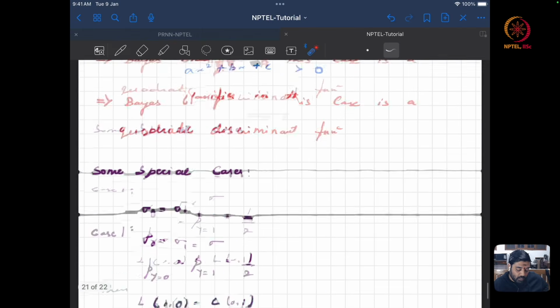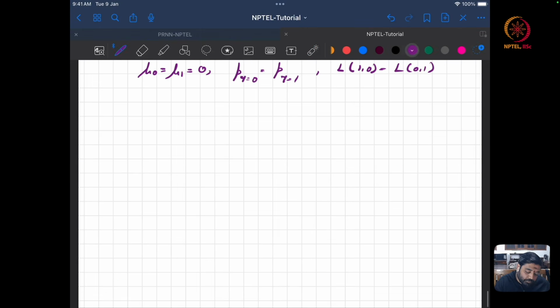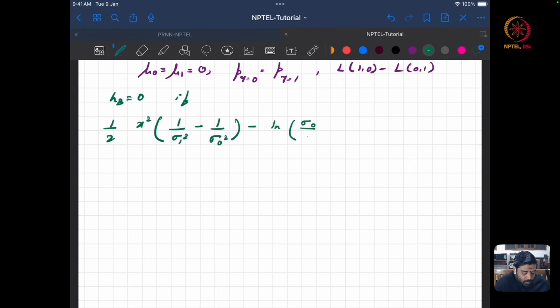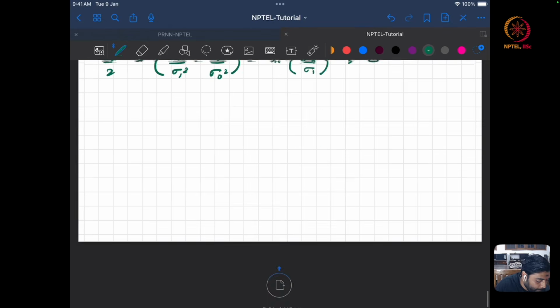Correct? So now, in that case, HB equals 0 if half x square into 1 over sigma 1 square minus 1 over sigma naught square, minus ln of, is greater than 0.